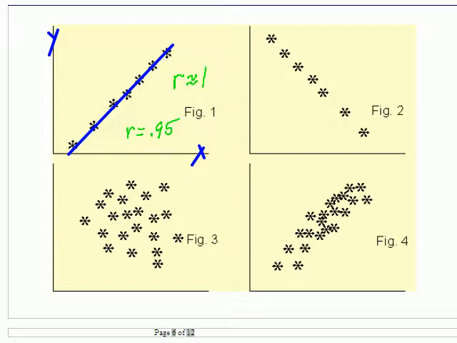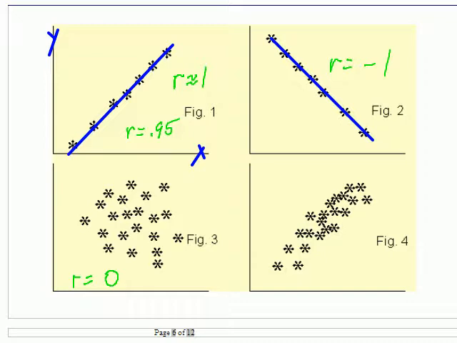Here is the same thing, except it's going down. In fact, I think all these data points really line up. The correlation coefficient here is probably exactly -1. How about figure 3? In figure 3, there is no linear relationship between the data points. This has a linear correlation coefficient of 0.